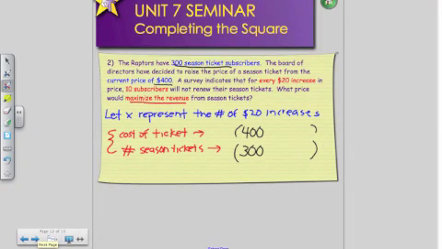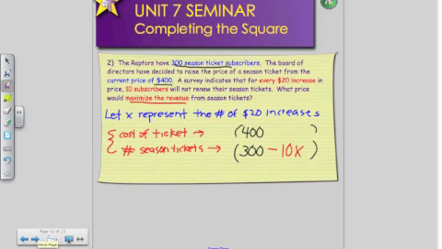The second part of the binomial is what is going to happen this year. So we know that for every $20 increase in price, the number of season tickets is going to decrease by 10 for every ticket sold. So you can't just write minus 10. It has to be minus 10x. X represents every additional ticket sold.